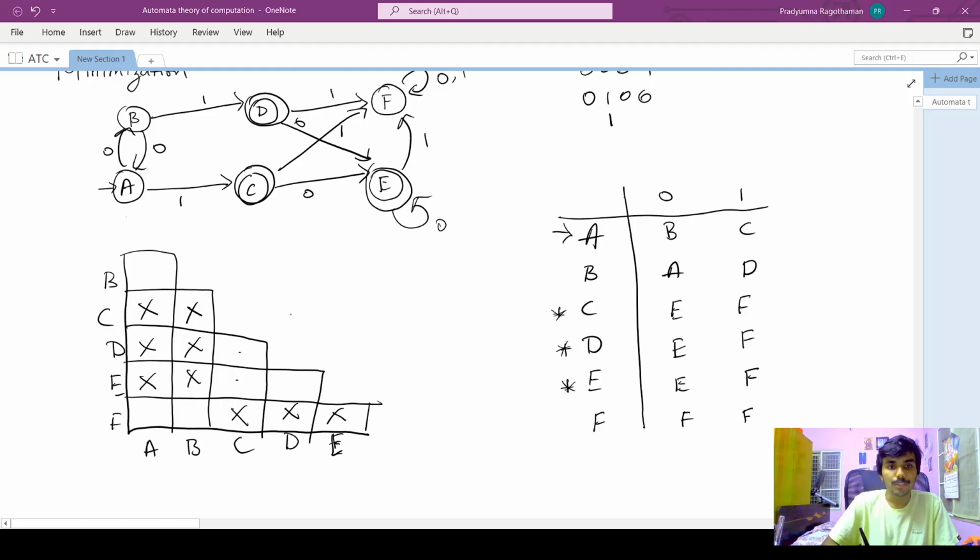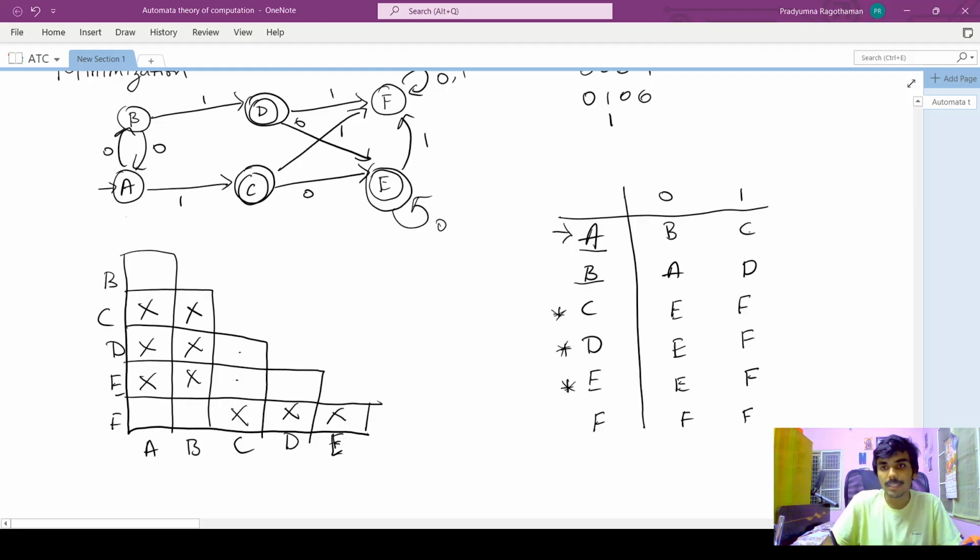The next step is to check for every cell the behavior of the corresponding states, so that we can tell whether both the states are the same or not. Let's take this cell first. The corresponding states are A and B. Let's see A and B in the transition table and see their behavior. When we give 0 as input, we have B and A. If we see this cell in the table filling algorithm's table, the cell AB is not marked yet.